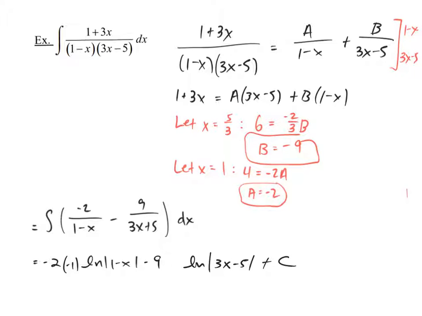And in order to have that be the correct answer, I've got to look at that 3x minus 5 and notice that the derivative is 3. And so in order to have that cancel out, I've got to put a 1/3 in the front of my problem. And so this would give me the final answer. This is going to equal positive 2 times the natural log of the absolute value of 1 minus x minus 9 times 1/3 is 3 times the natural log of the absolute value of 3x minus 5, and then plus c. So you're looking at a final answer right here.